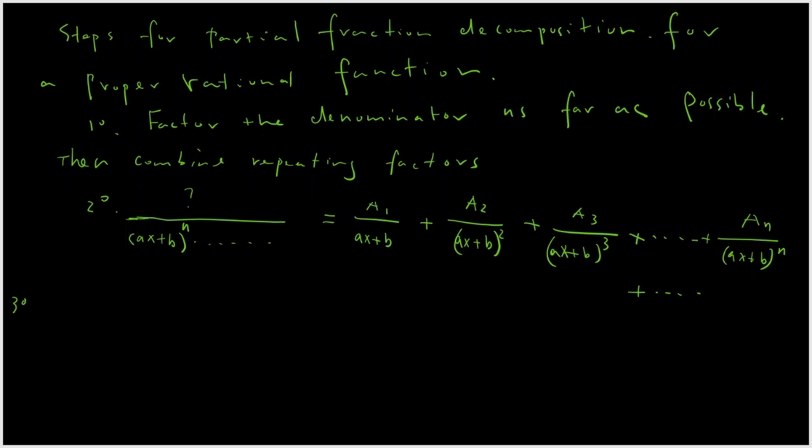I still do not care about the numerator. The second case. Only the second case. I will say that the third step. The second case is if you have an irreducible quadratic factor. The general form is ax squared, and then plus bx, and then plus c, to any power. Can I say to the power of?